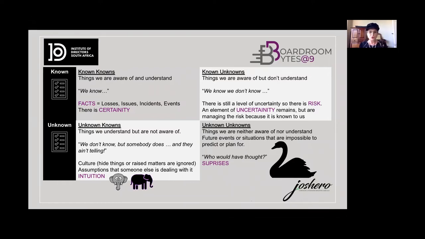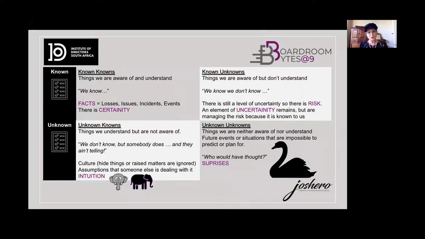Is there a set of controls? What changes are required? So a real good tool there is to apply some root cause analysis in your organization. And then those unknown unknowns, and that's really why we are here today. These are the things that we're neither aware of nor understand. They're absolute surprises, and you heard me say in my introductions, who would have thought? Who would have thought that we were in lockdown? Who would have thought that there could be a pandemic of this nature? A complete black swan.